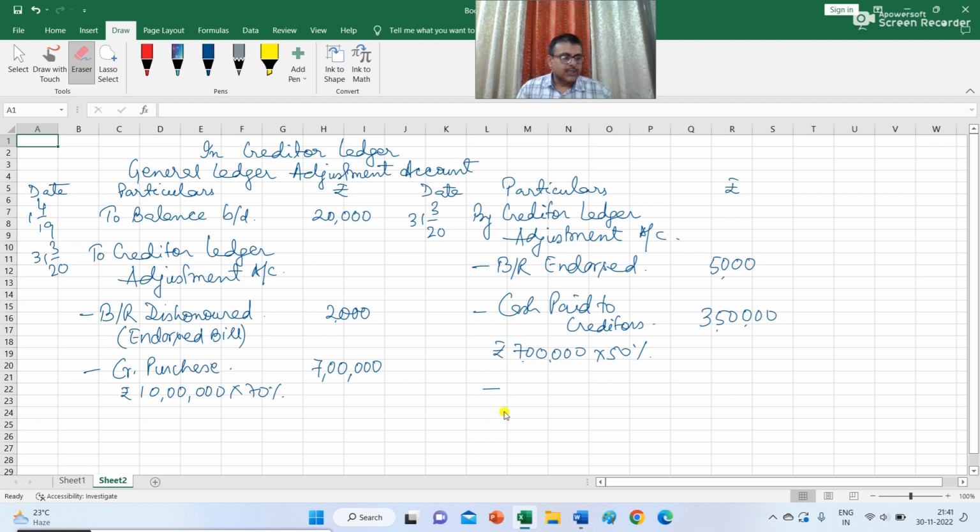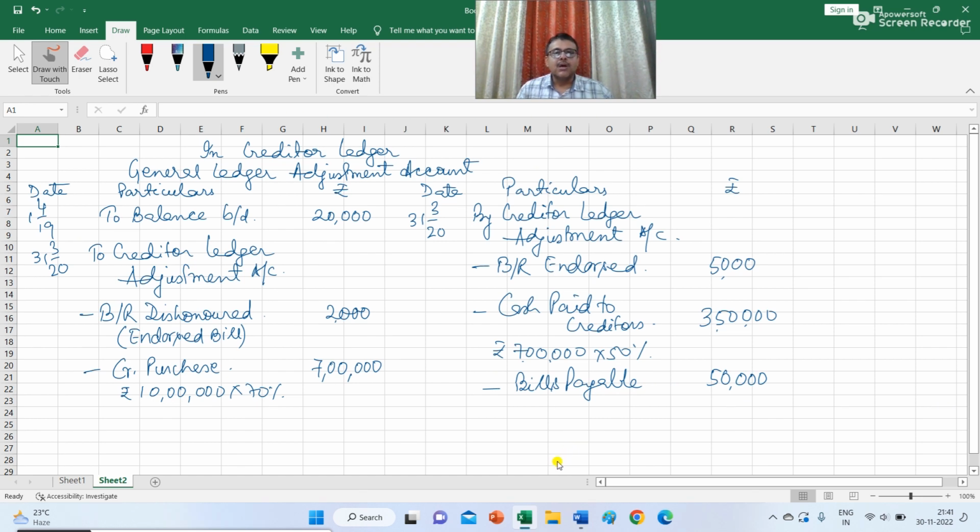Next transaction is BP accepted rupees 50,000. So this figure is going to reduce the amount of creditor. Your journal entry is creditor ledger adjustment account debit to general ledger adjustment account, and the purpose is for BP accepted. So here I am writing bills payable is rupees 50,000.